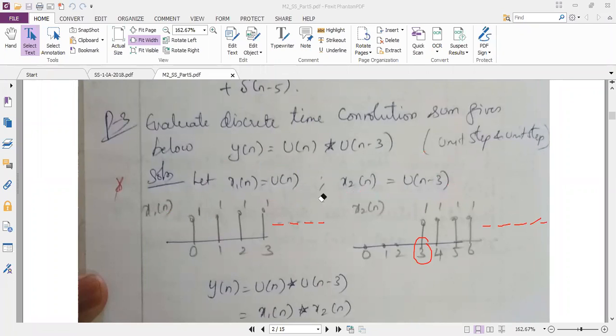Yes, ma'am. See the difference between the earlier question and this question. In the earlier question, x of n was in terms of u of n and u of n minus 3. So when we solved it, my output x of n was finite. It was directly finite. Even h of n was finite in the previous question.